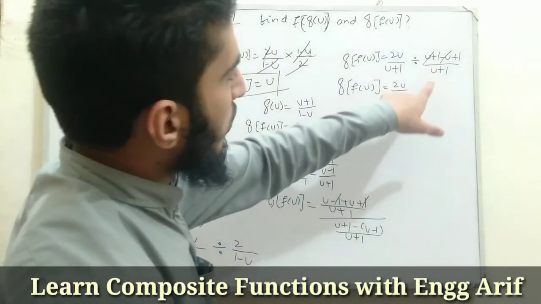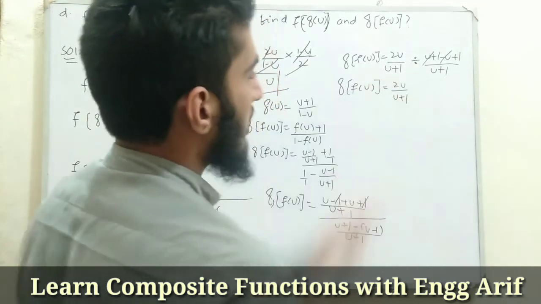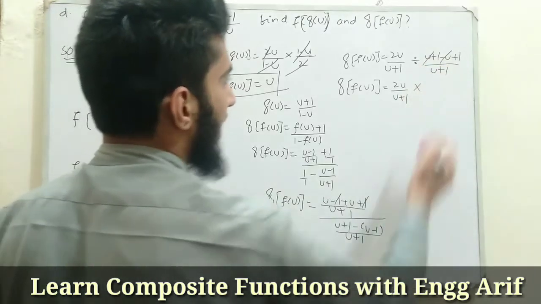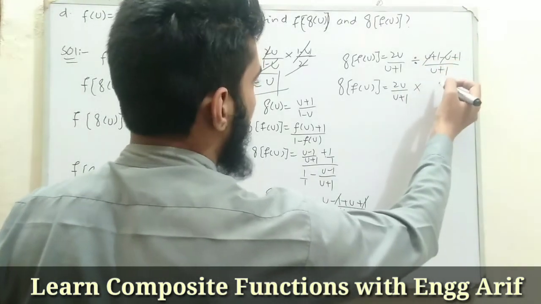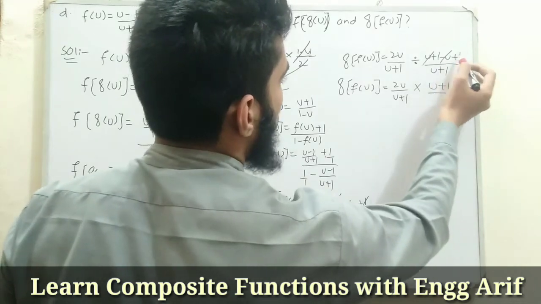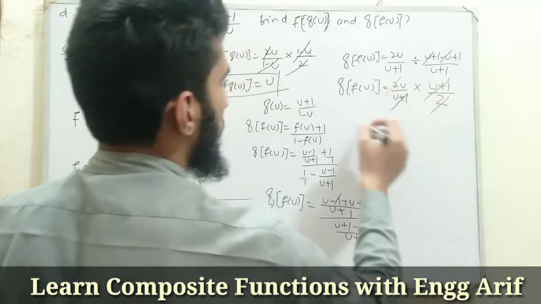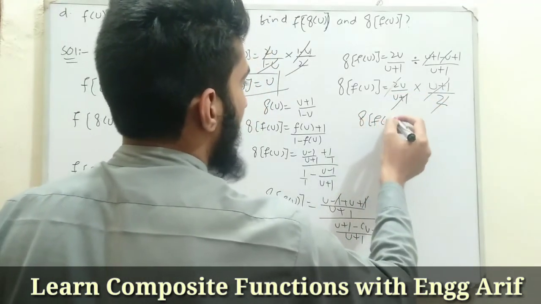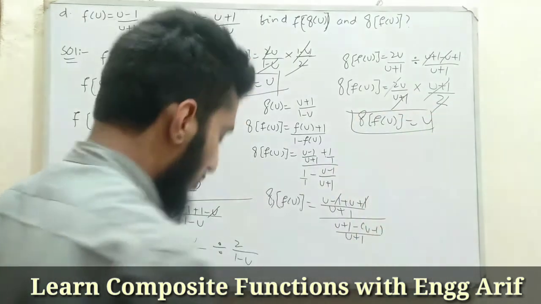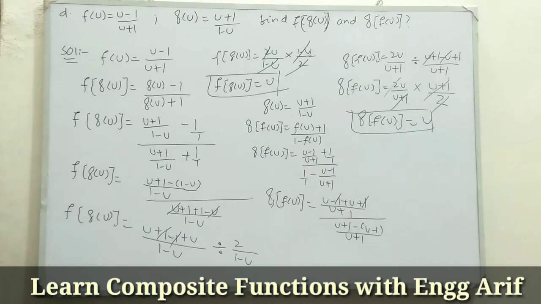Over here I will reciprocate both sides because I will bring a multiplication sign instead of the division sign. So by bringing the multiplication sign instead of division, I will reciprocate both of these two numbers. So u plus 1 goes to the numerator, it becomes u plus 1, and 1 plus 1 gives us 2, it comes to the denominator. So u plus 1 will cancel out with u plus 1 and 2 will cancel out with 2. So we are left with g of f of u equal to a single u. This is the result for g of f of u for the fourth part of question number 12.